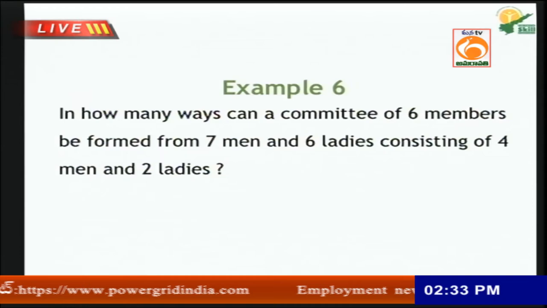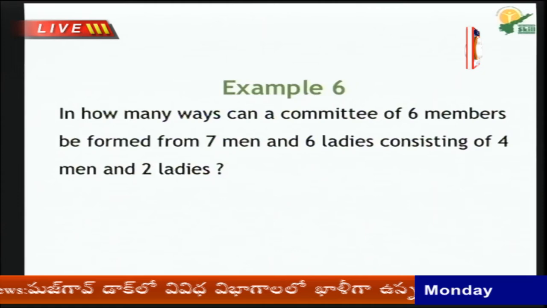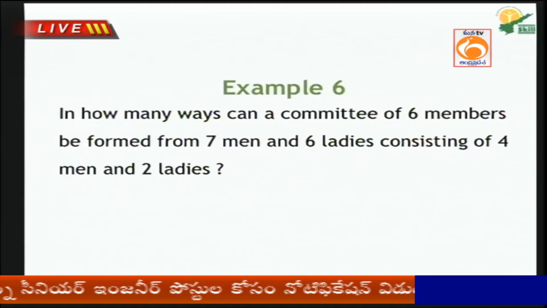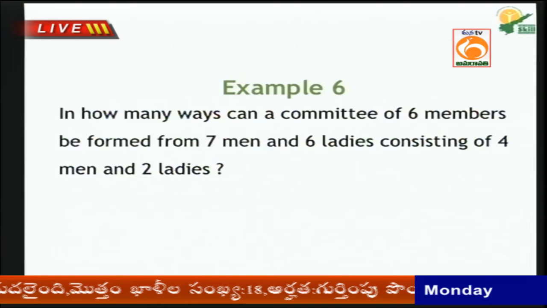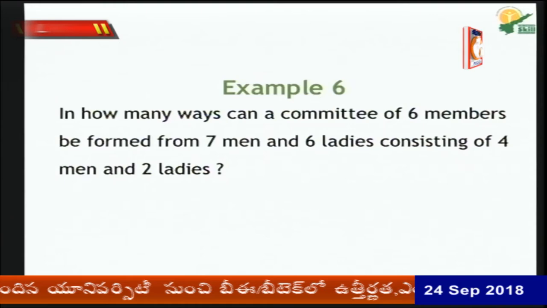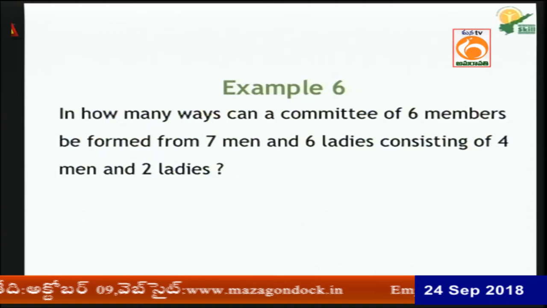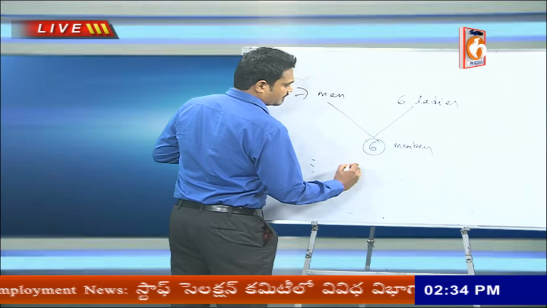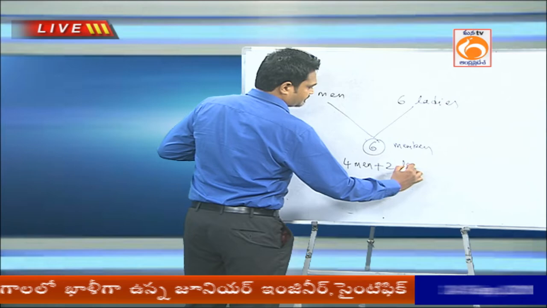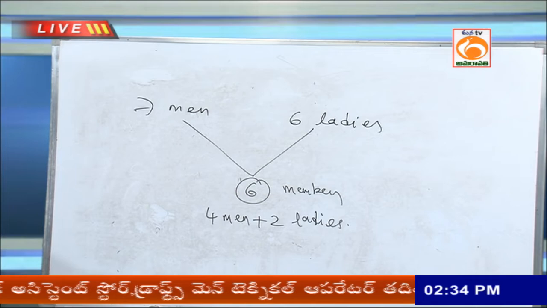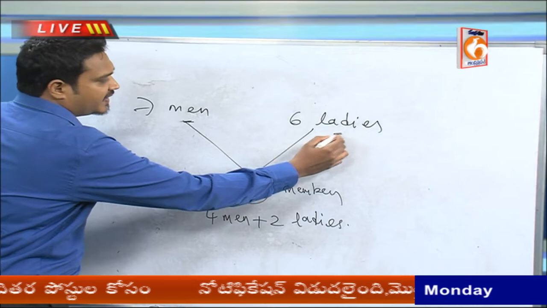Okay. In how many ways a committee of 6 members, fantastic, so it's going to be 6 members can be formed out of 7 men and 6 ladies? 6 members I'm going to form consisting of 4 men and 2 ladies, fantastic. 4 men and 2 ladies. Alright, this is the concept. Observe this. So we have 7 men, 7 male and 6 females, 7 men or 6 ladies, however the way you want.